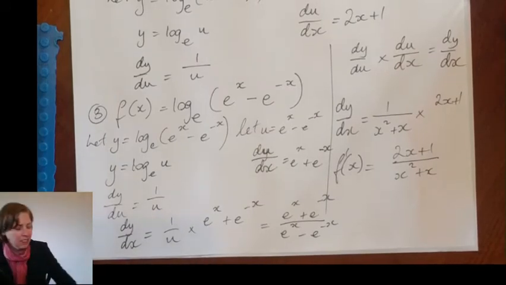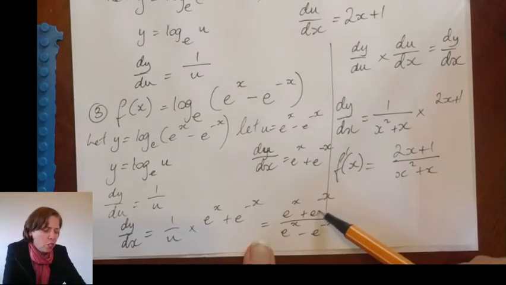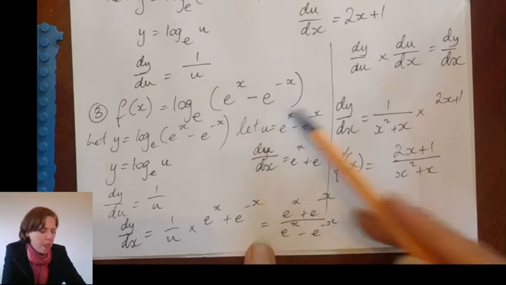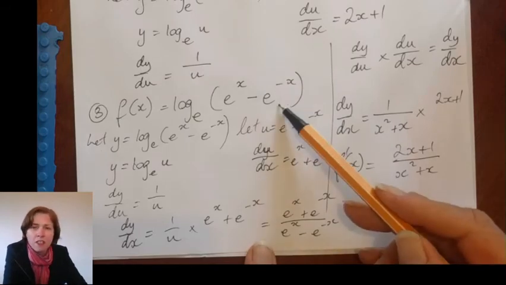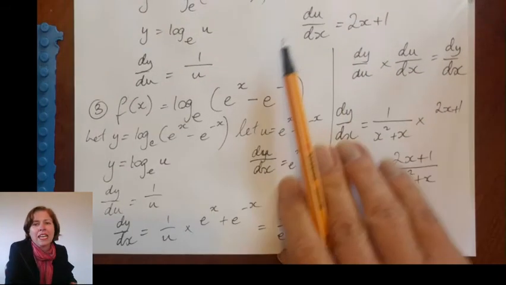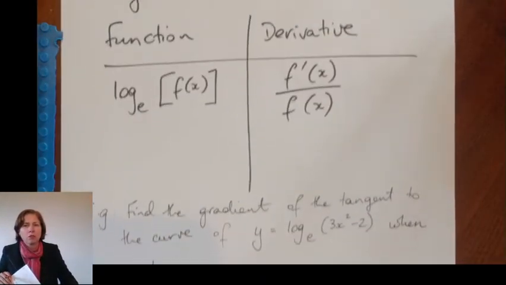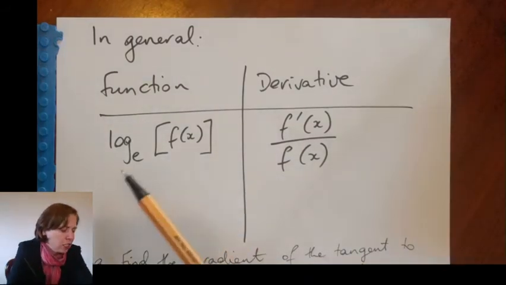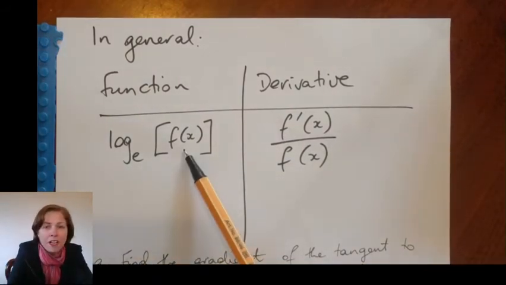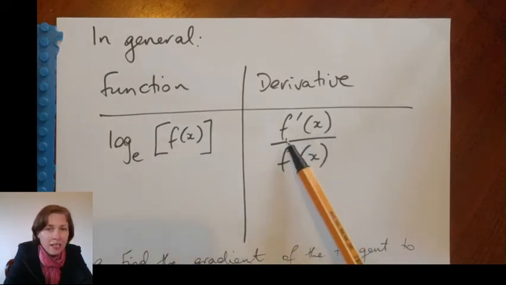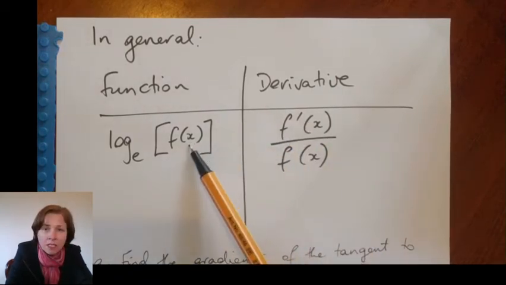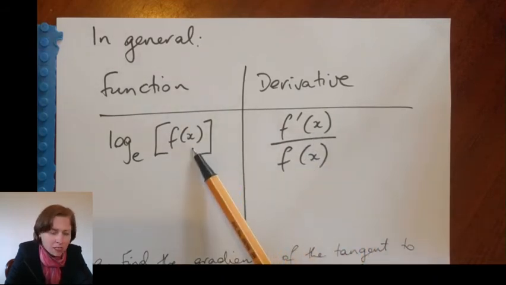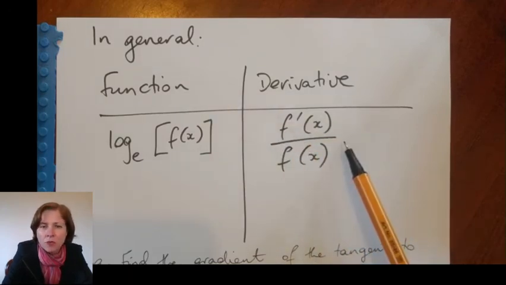So what I have again in my derivative is, on the numerator, the derivative of the argument of the logarithm, and on the denominator, the argument of the logarithm. That leads me to generalize that rule. For any function log base e of f(x), the derivative is going to be the derivative of the function that's in the argument, over the original function that's in the argument. No logarithm appears anywhere in the derivative.